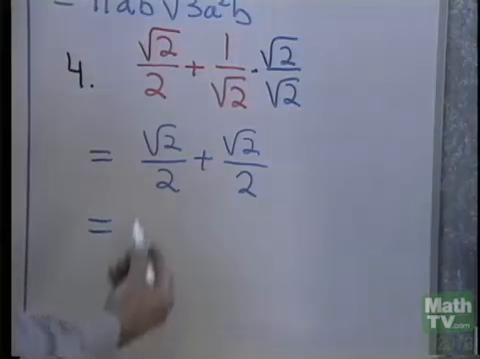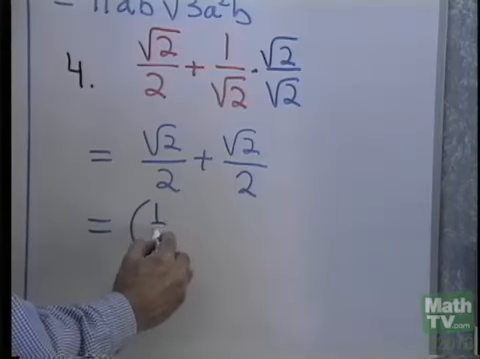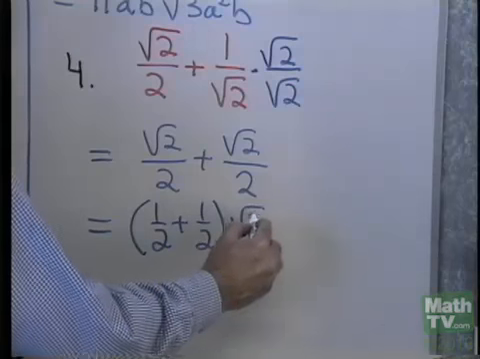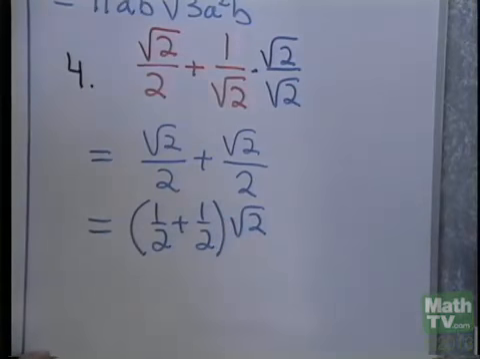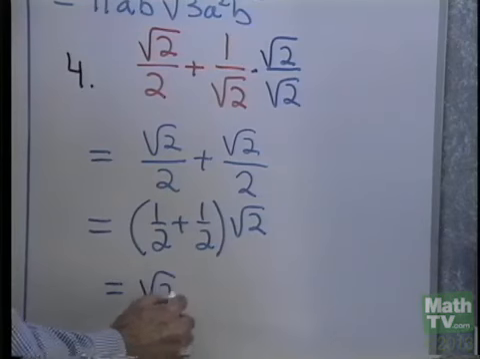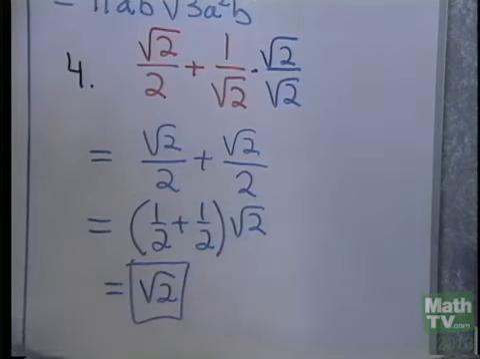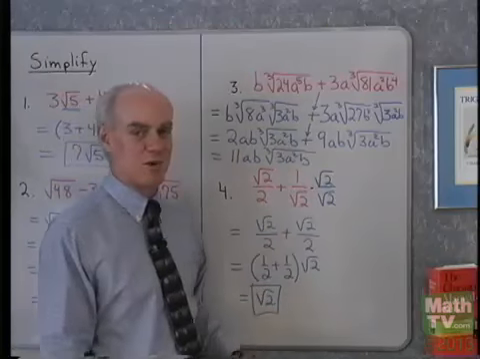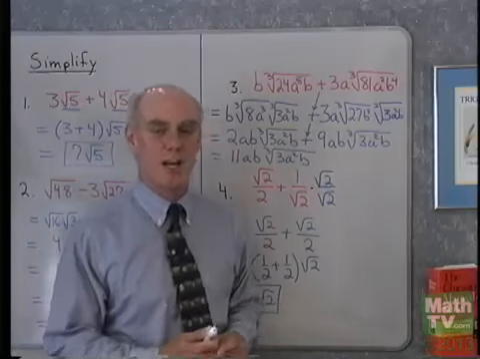So if I use the distributive property on this, I would have 1/2 plus 1/2 times that common radical that they have, square root 2. 1/2 plus 1/2 is 1. The answer to this is just square root 2. So here, square root 2 over 2 plus 1 over square root 2 turns out to be just square root 2. So that's a look at combining radicals.